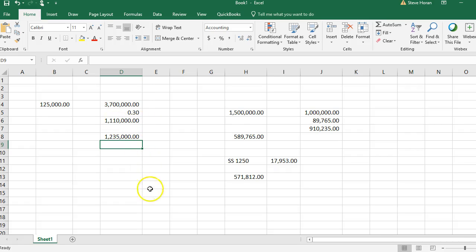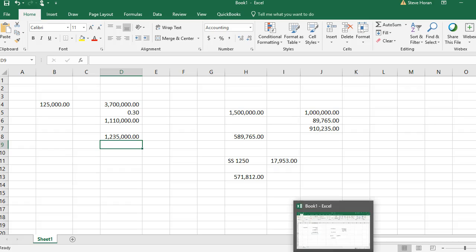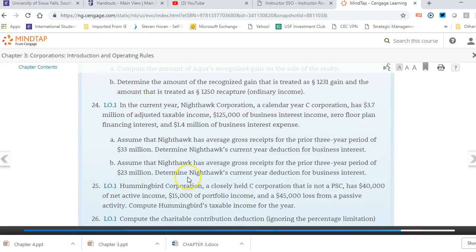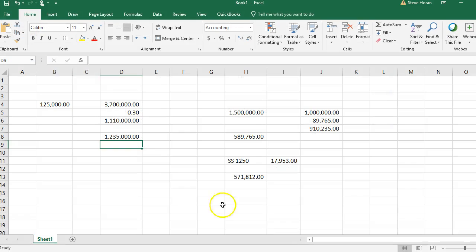Part B, now I'm under the $25 million threshold. For Part B, right here, 23 million, and the answer is the full 1.4 million. So the 1.4 million full amount of business interest expense can be deducted. Under Part A, it was close to that, it was 1,235,000. So just FYI, that one rule mattered in how we approached both of the answers.